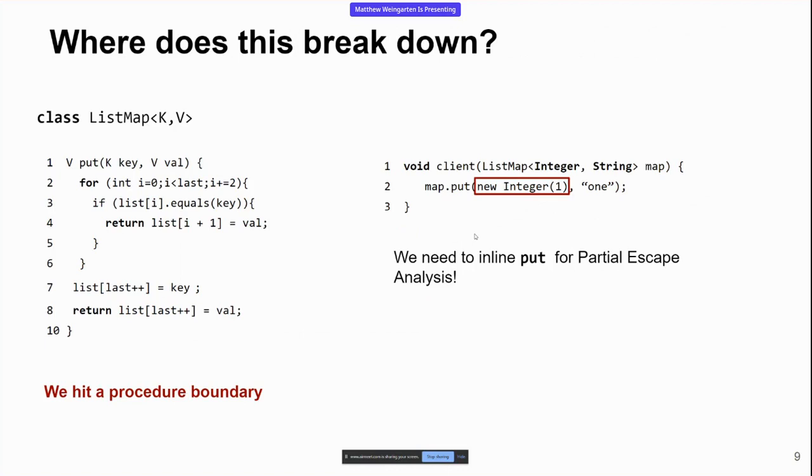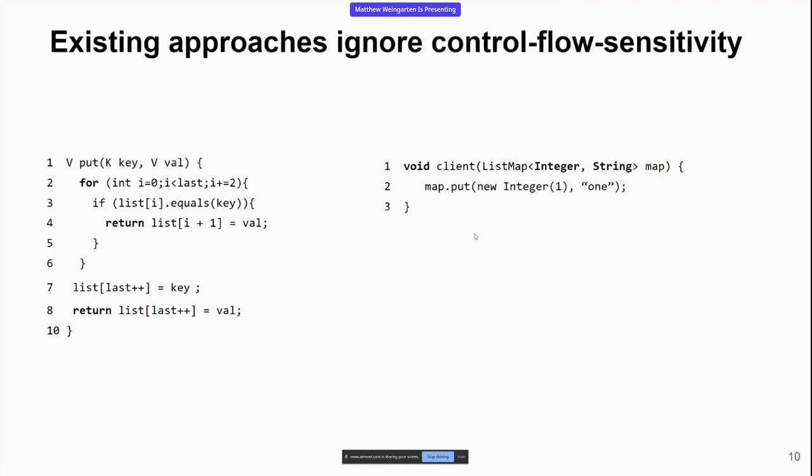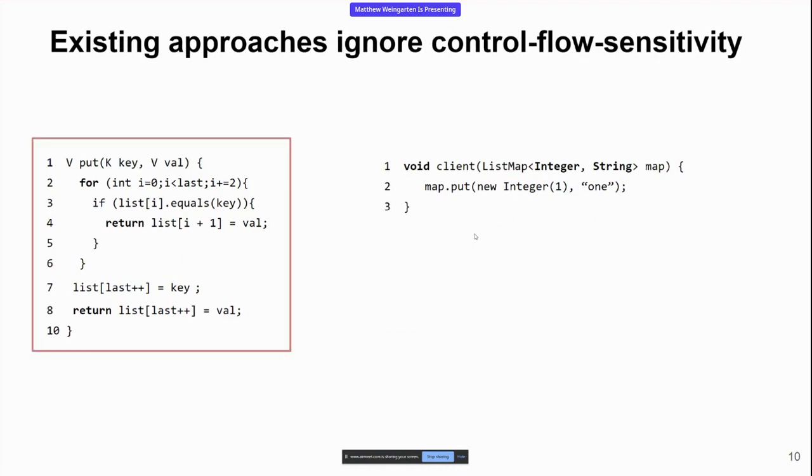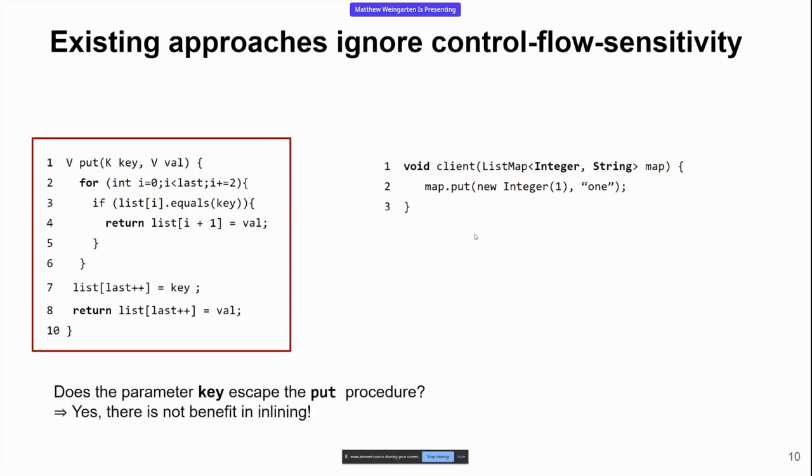One problem that we're trying to solve is the fact that all prior work generally throws away control flow sensitivity if they perform any type of interprocedural escape analysis. So a previous algorithm would ask the question, does the parameter key escape the put procedure? The answer is yes, it escapes on line 8. And therefore, it would conclude that there is no benefit in inlining, there's nothing we can do.